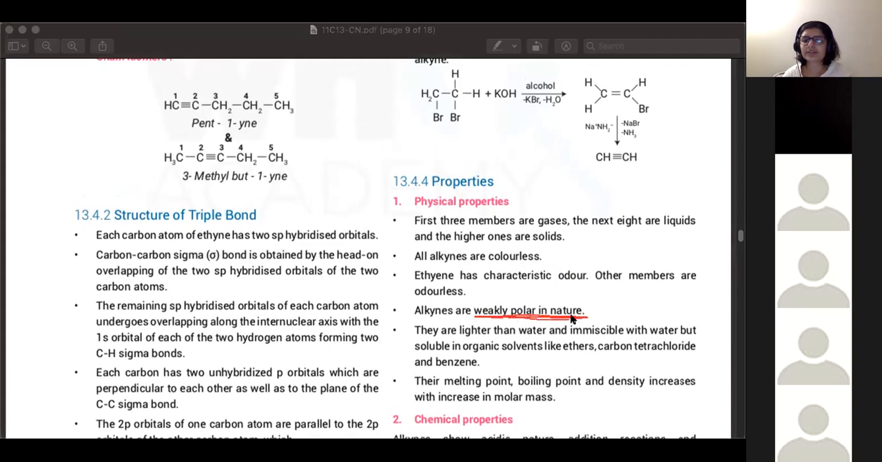Ma'am, when they say weakly polar, what exactly do they mean again? Weakly polar? So they've got a bit of a polar nature. So alkanes are completely non-polar. Like they've got no polarity at all. They're completely immiscible with water.